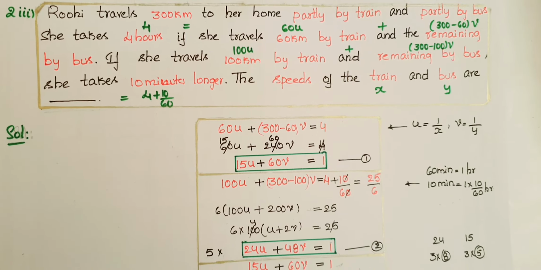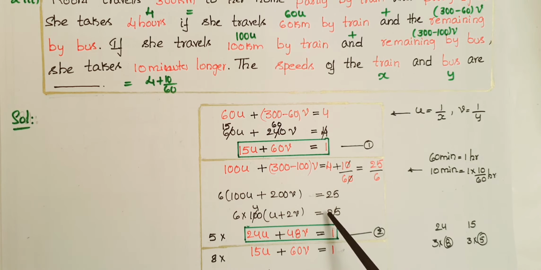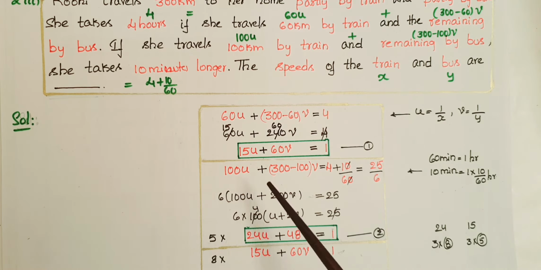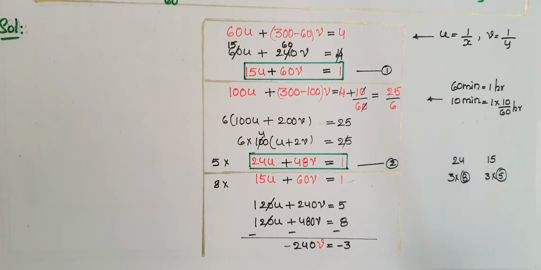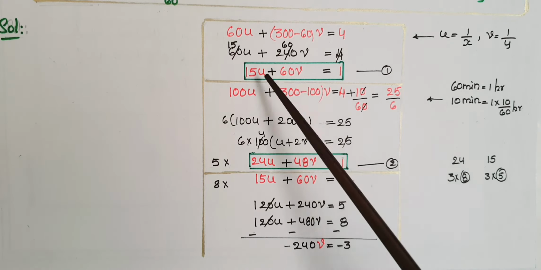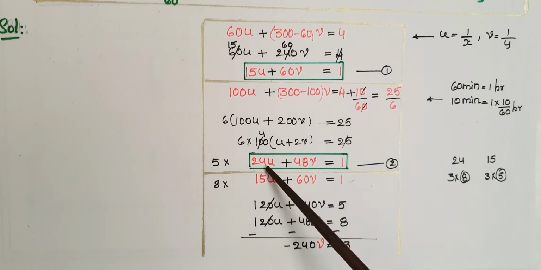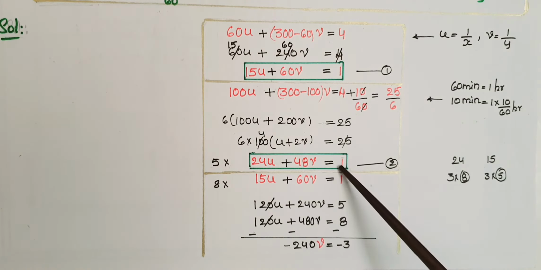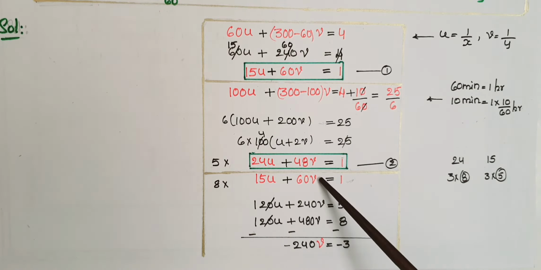So here you can cancel with 25. 25 ones are 25, 25 fours are 100. So now 6 fours are 24. 24 into u plus 24 into 2 is 48v. This is equal to 1. This is the second equation. Now these are the two equations: 15u plus 60v is equal to 1 and 24u plus 48v is equal to 1.